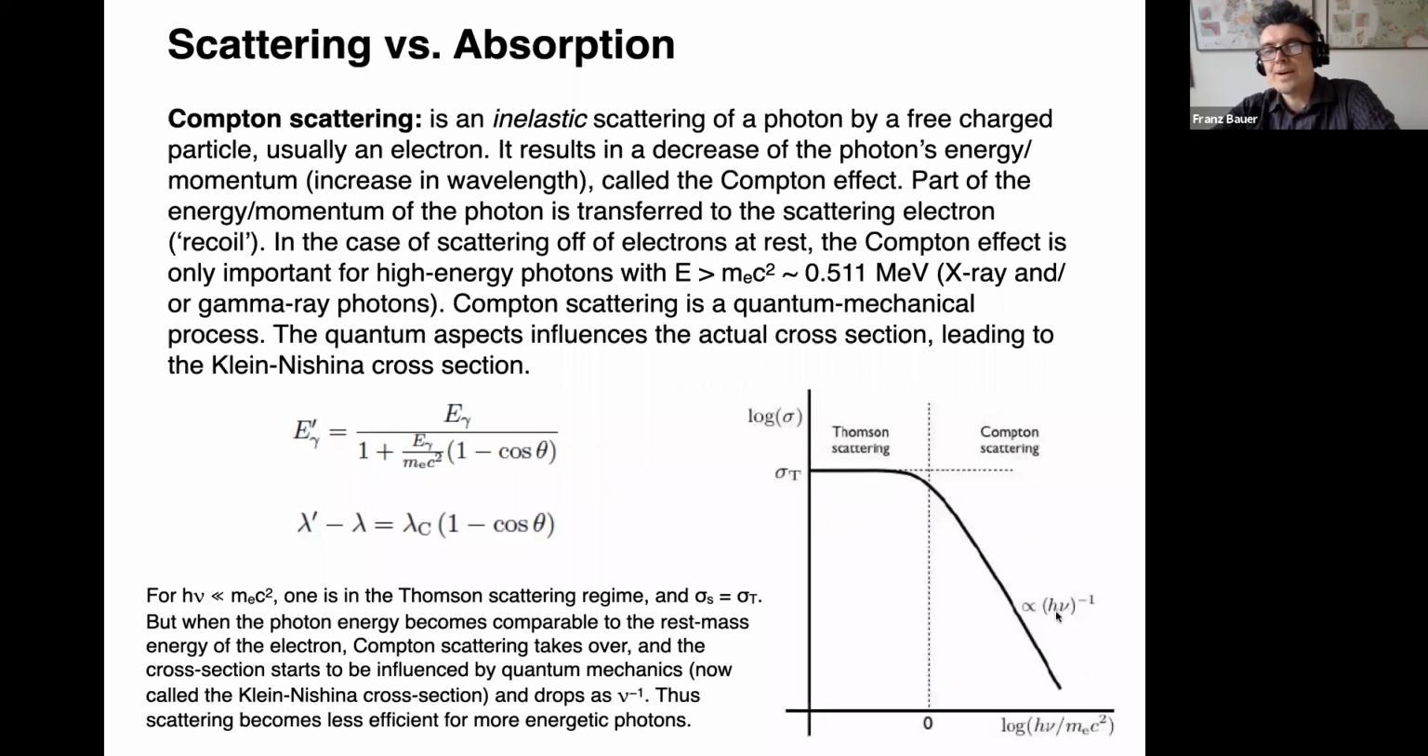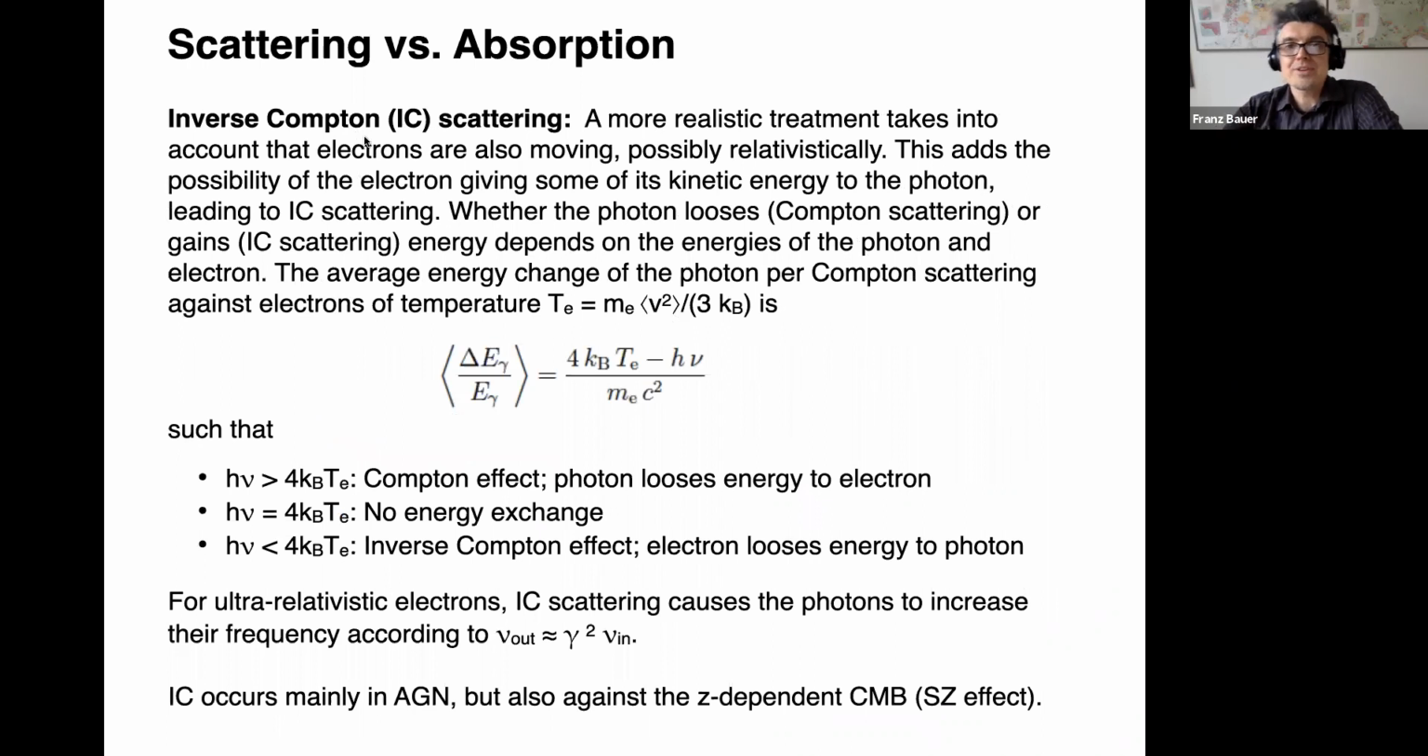And then as you get to higher energy photons, then you potentially can give some of that energy to the electron. And that cross-section will go down as a function of the photon energy. Then we also had the opposite process, which is the electron could give some energy to the photon. And we had some relation relating the electron temperature to how much energy it can give. And so we have certain regimes where we have the Compton effect, no exchange, or inverse Compton effect.